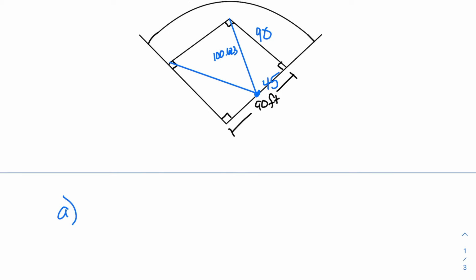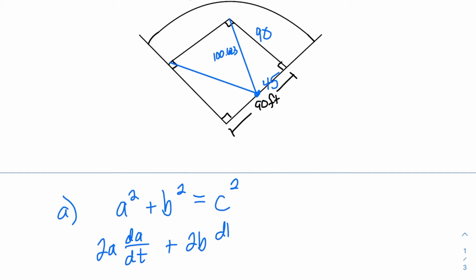So for part A, I'll leave the figure there and write out part A. We have a squared plus b squared equals c squared, the Pythagorean theorem for this right triangle. When we differentiate implicitly, because we're looking at a rate, a change in distance over time, we get 2a dA/dt plus 2b dB/dt equals 2c dC/dt.